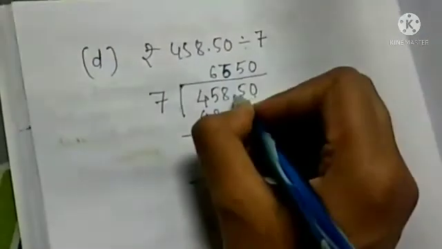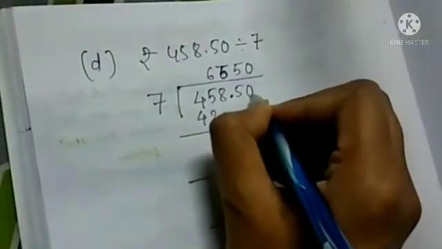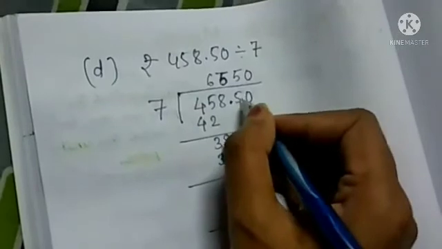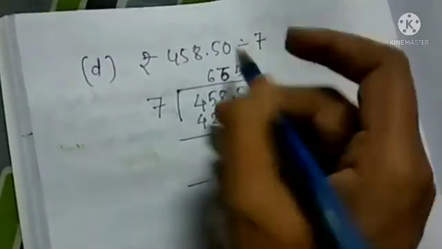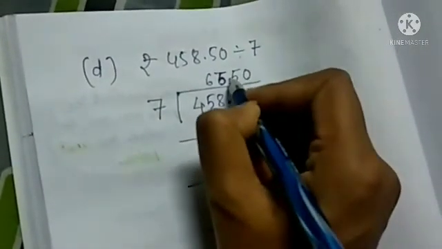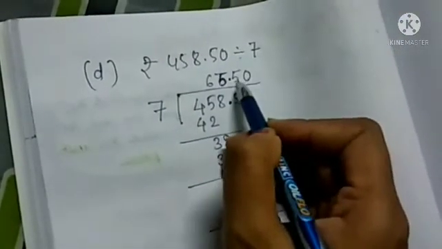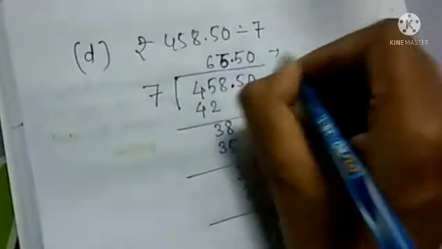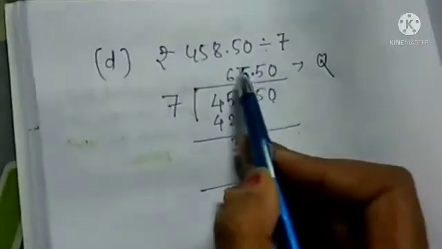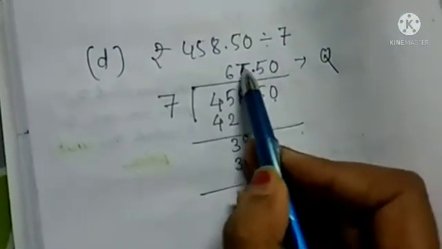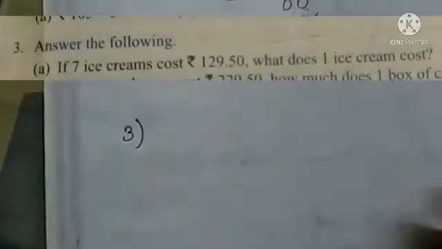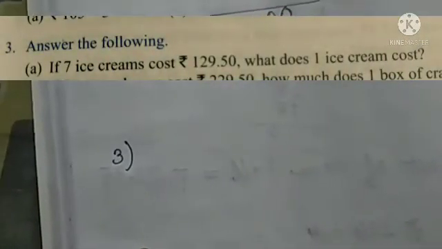Now you see the point is here, from the right hand side after 2 digits in the dividend. So in the quotient also, we have to place it here, right hand side after 2 digits. So the answer you are getting is 65.50. This one is done. Question number 3, you can see.